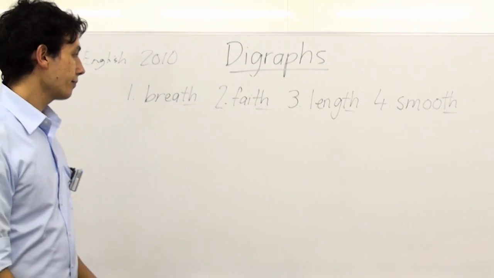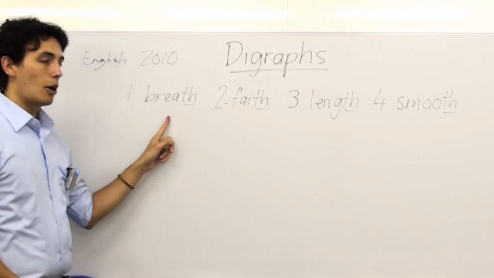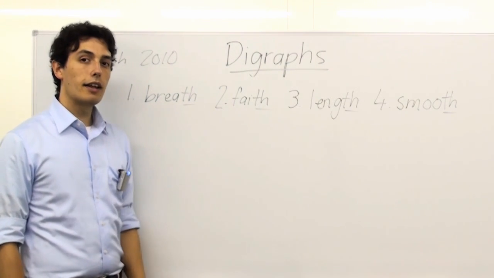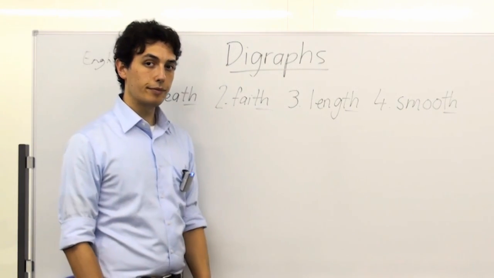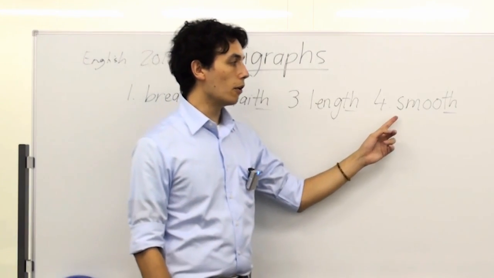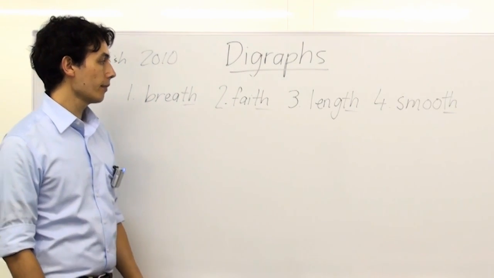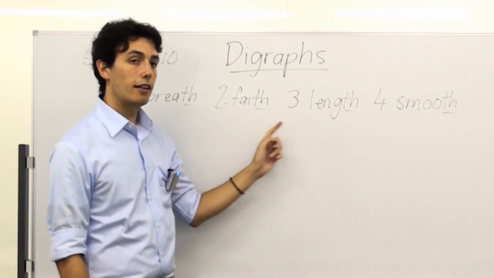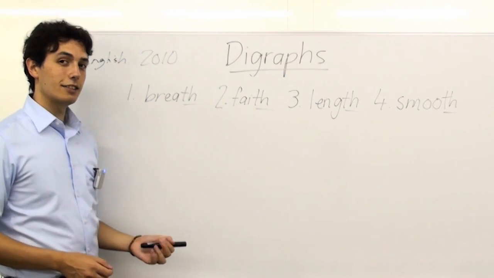Did you get the answer? If not, let's go over them together now. First one is breath. Okay, breath. 2, faith. Faith. 3, length. Length. 4, smooth. Smooth. Let's go in quick succession. We have breath, faith, length, smooth. Could you get the answer?